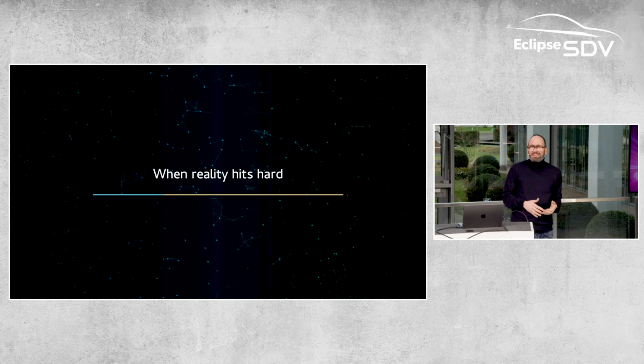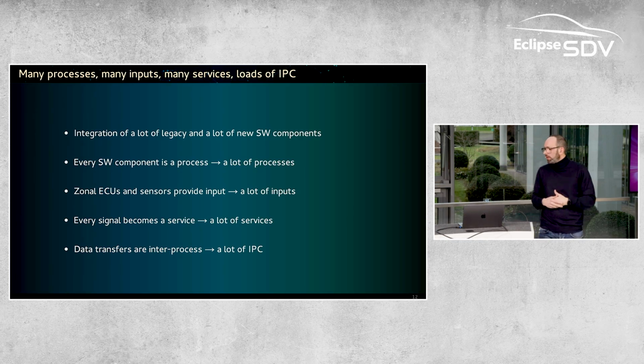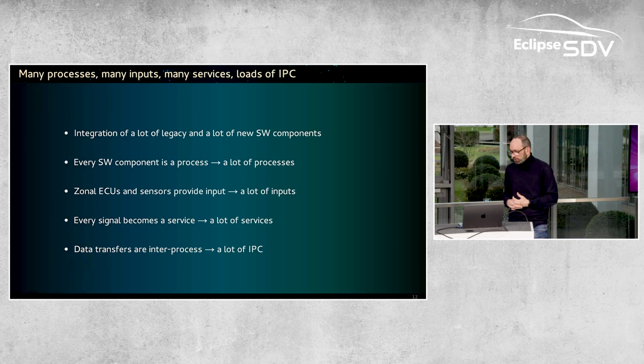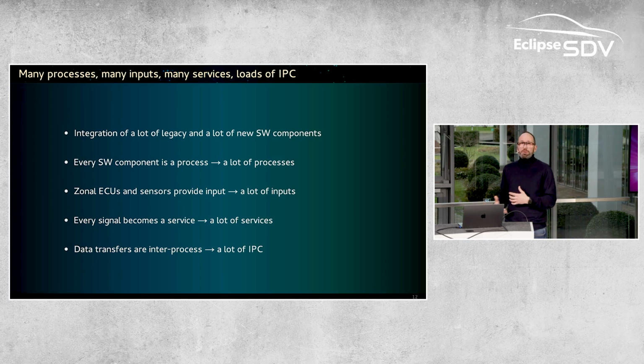But then reality hit hard. Because if you have a lot of legacy software components, a lot of new components, all integrated on this new vehicle computer, you will have a lot of software components. If all the software components are separate processes, you will have a lot of processes on POSIX. If you collect all this data from Pöhnl ECUs and sensors, you will have a lot of inputs. And if every signal becomes a service, you also have a lot of services. And all these data transfers now are between processes. So you have a lot of inter-process communication, or short IPC.